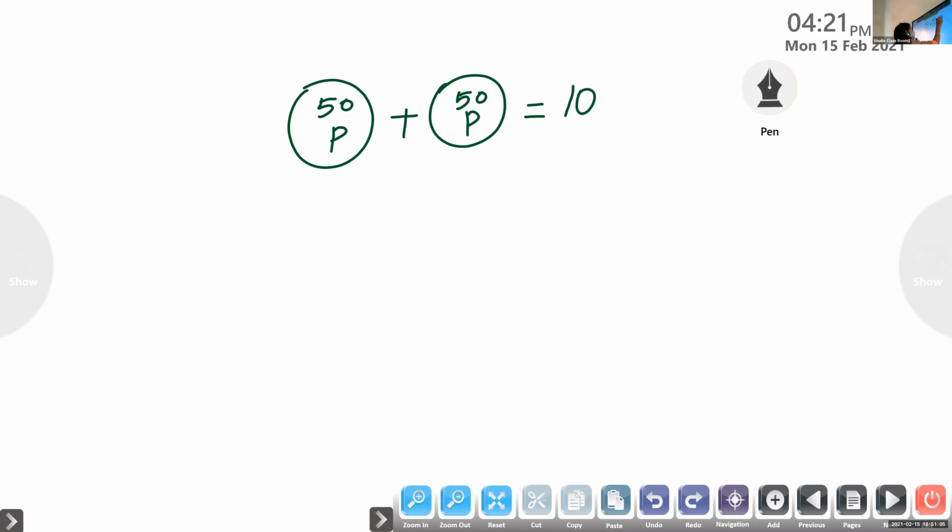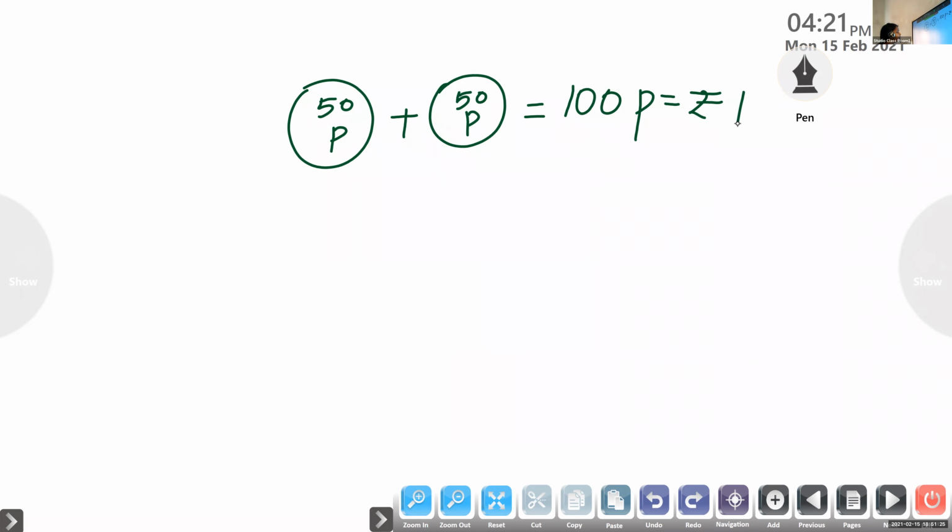I have 100 paisa. 100 paisa is also equal to how much rupee? 1 rupee. No need to write now. This we will write in the next class. Just we are discussing today.